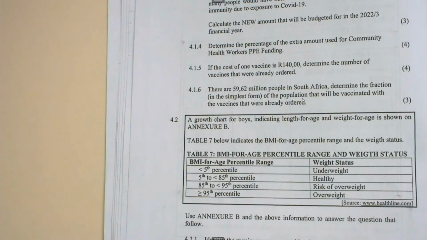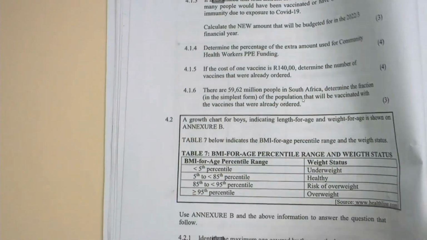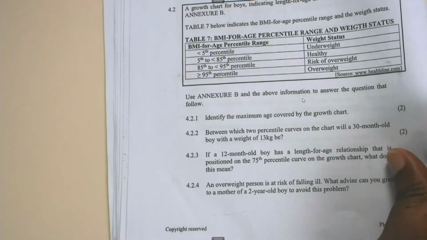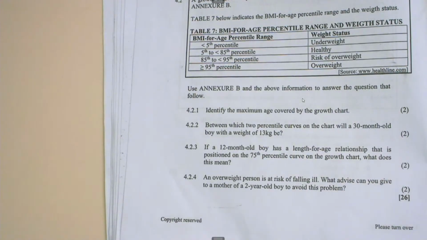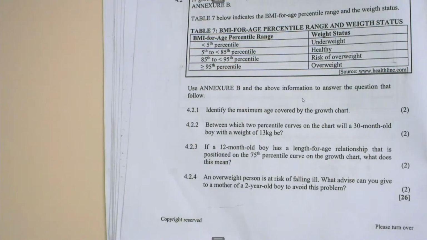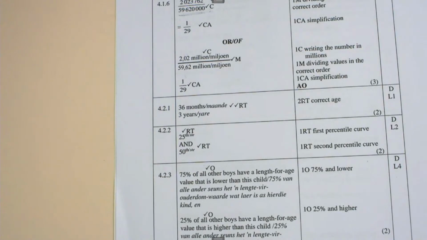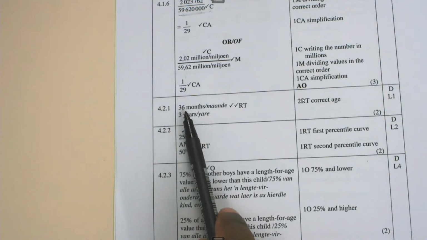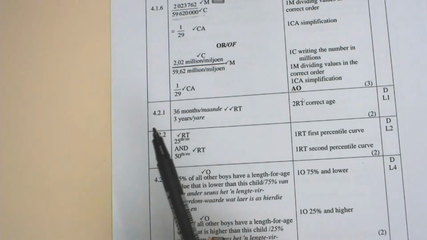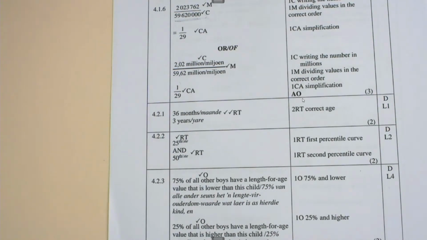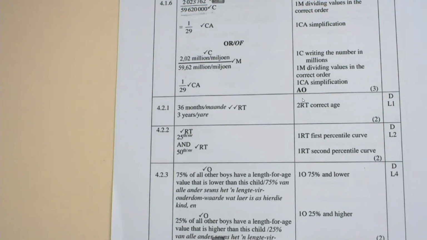There is information for 4.2 that we are going to use to answer the questions. Right, let's look at the first question. 4.2.1. The first question says, identify the maximum age covered by the growth chart. The answer to that is 36 months or 3 years. So the marks, it's 2 marks for reading from the table the correct age.